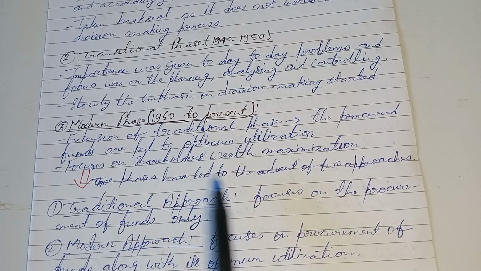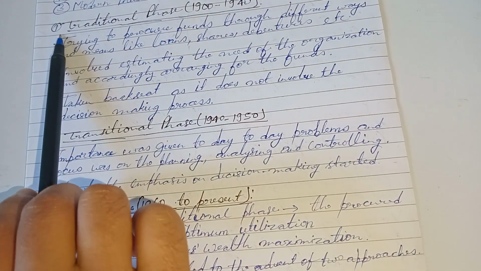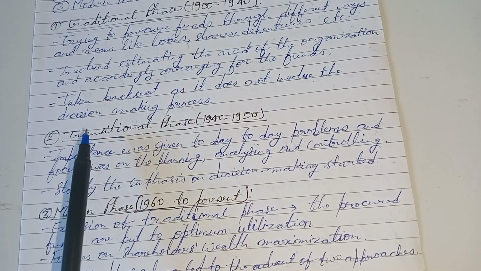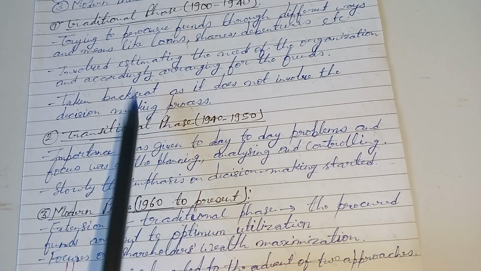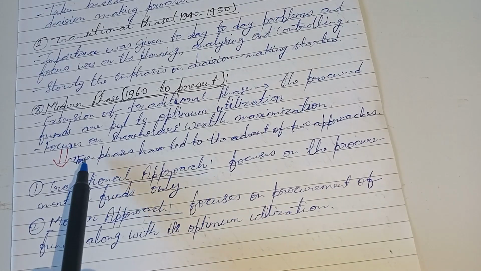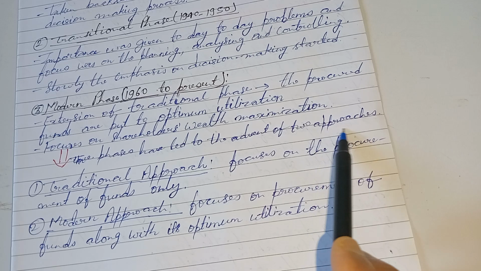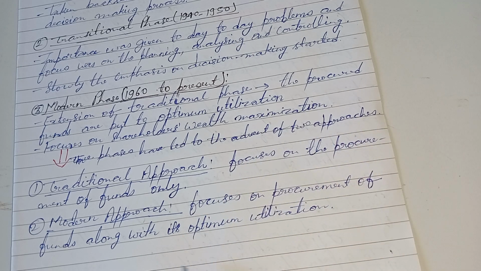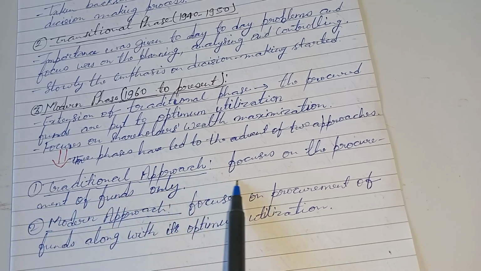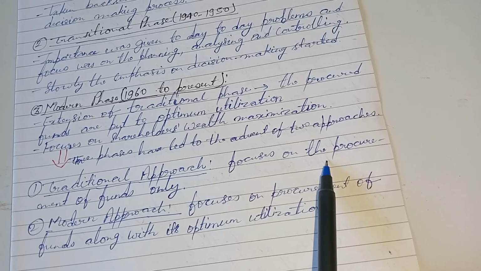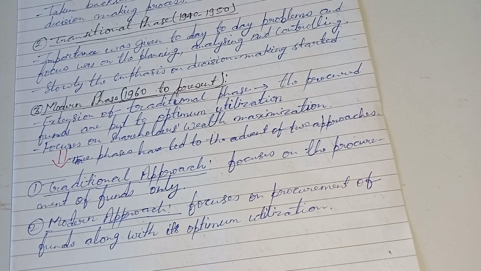So three phases have led to the advent of two approaches. Those three phases we discussed: first the traditional phase, second the transitional phase, and third the modern phase. These three phases led to the advent of two approaches. The first approach is the traditional approach. The traditional approach particularly focuses on the procurement of funds only. And then the modern approach.